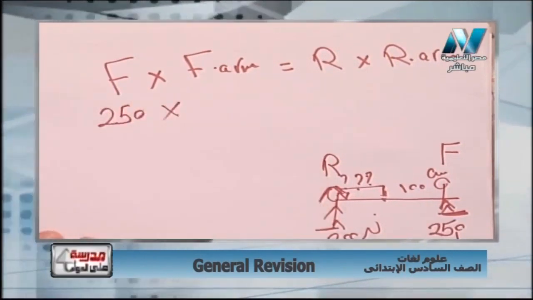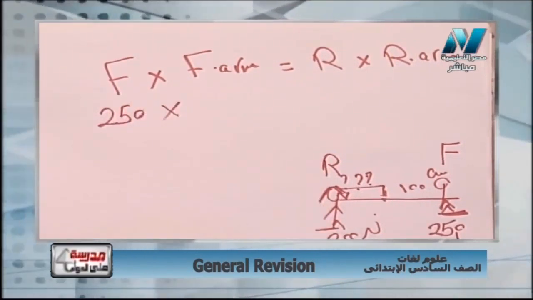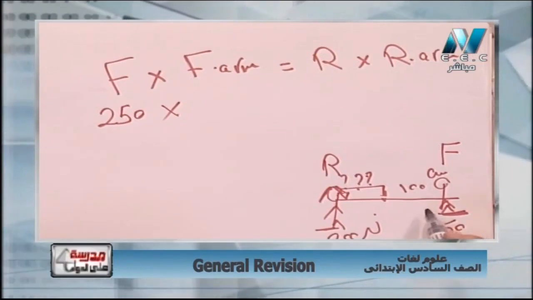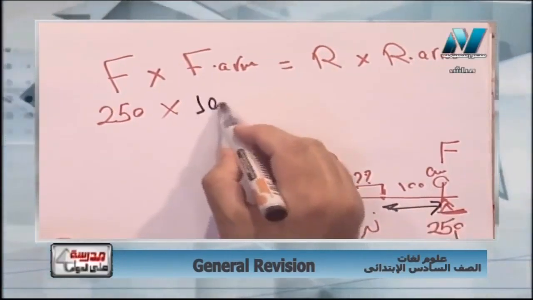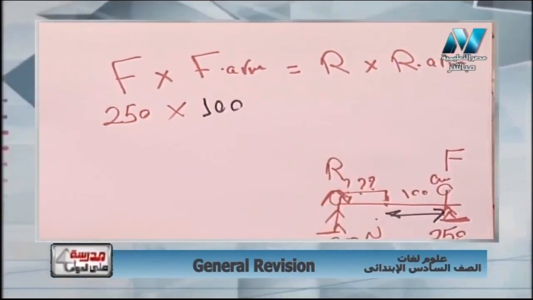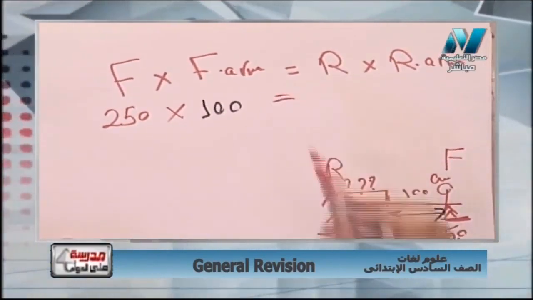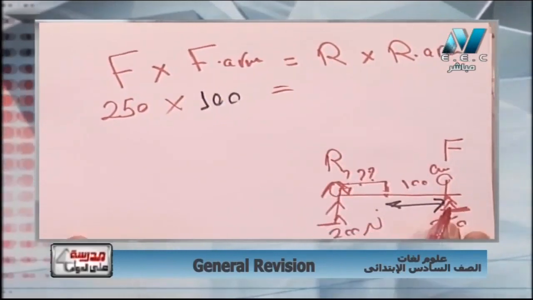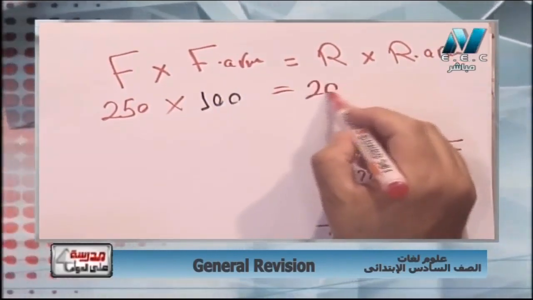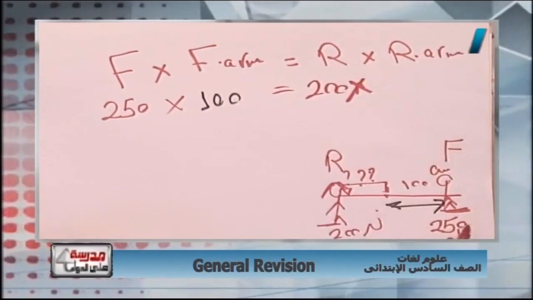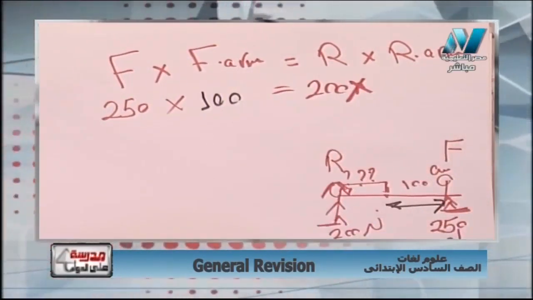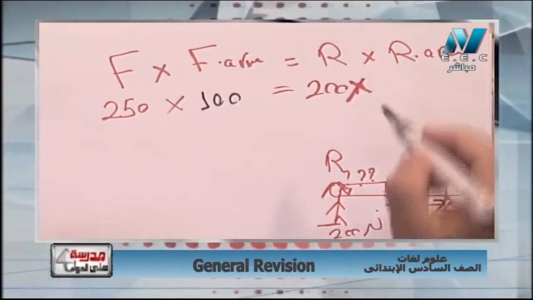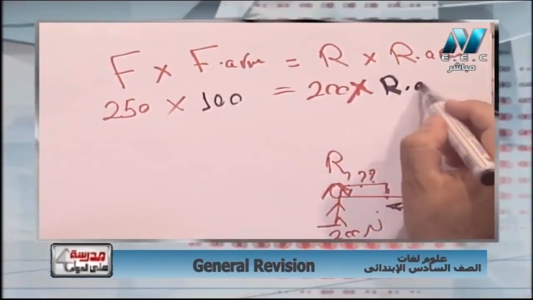Okay. The effort force arm, sure, it will be the distance from the boy to the fulcrum. That will be 100 centimeter. Equal what? Equal the resistance. Sure it will be the weight of the girl, 200 newton. I want to calculate the distance suitable for the girl to sit to make balance, meaning I want to calculate the R arm.